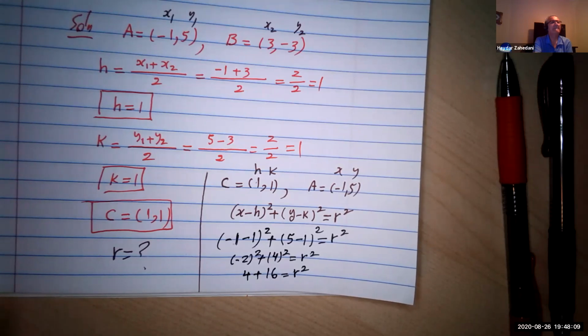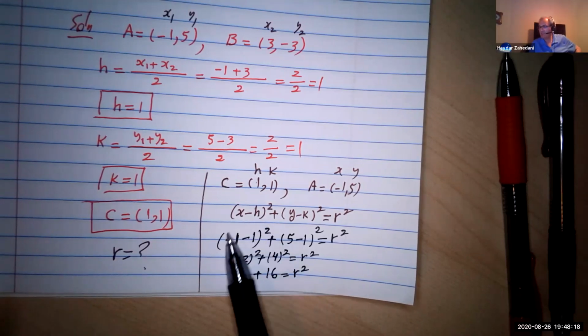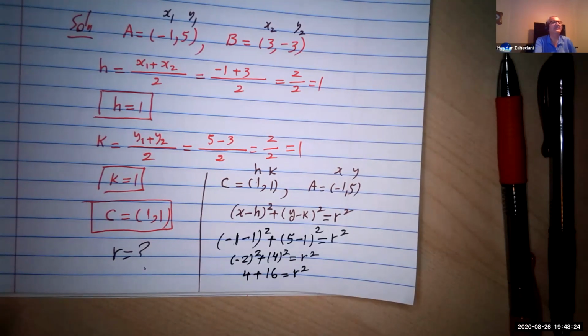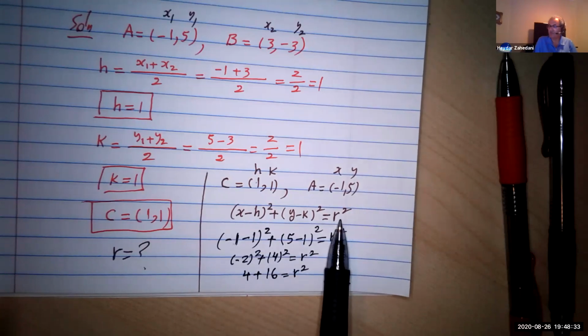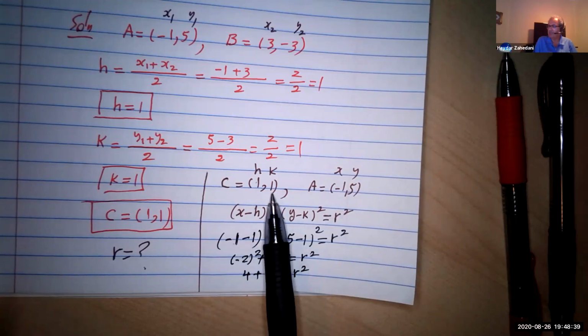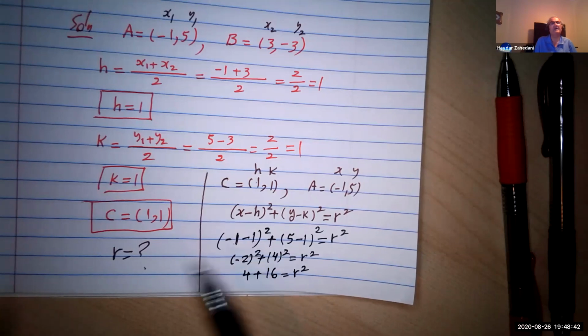The question is, isn't it x minus 1? Yes, it's x minus 1, but what is x? X is negative 1. So we substitute for the x and we substitute for the h. The formula is (x - h)² + (y - k)² = r². Now we put x equal to negative 1 and h equal to 1. So negative 1 minus 1 gives negative 2, and the negative 2 squared would do it for you. Okay?